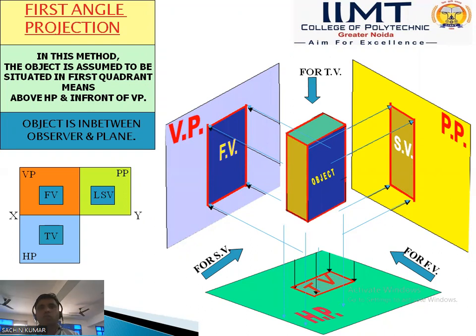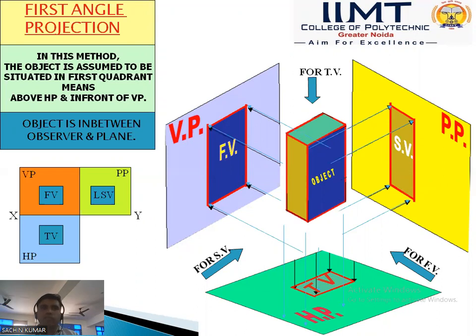If we draw any object in the first angle projection, then the front view always goes above the XY line, and the top view goes below the XY line, and the side view is always on the right hand side of the front view. If any object lies in the first quadrant, and if this question we discuss in third angle projection, what changes in the drawing we are discussing.